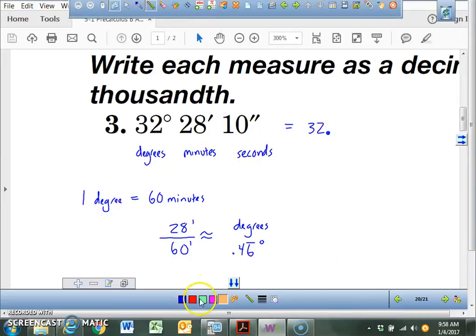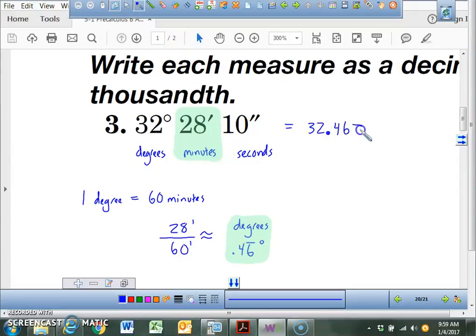I'm going to highlight it so you can understand that 28 minutes is actually equal to 0.46 degrees. By the way, if it was just 32 degrees and 28 minutes, our final answer would be 32.46, and we would round that to a 7, and we would write degrees, and we would be done. But we don't just have 32 degrees and 28 minutes. We also have to worry about the 10 seconds.